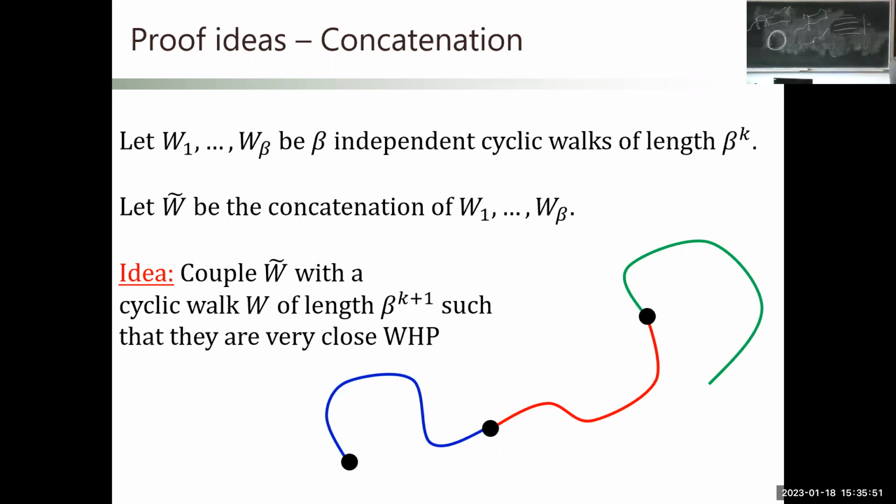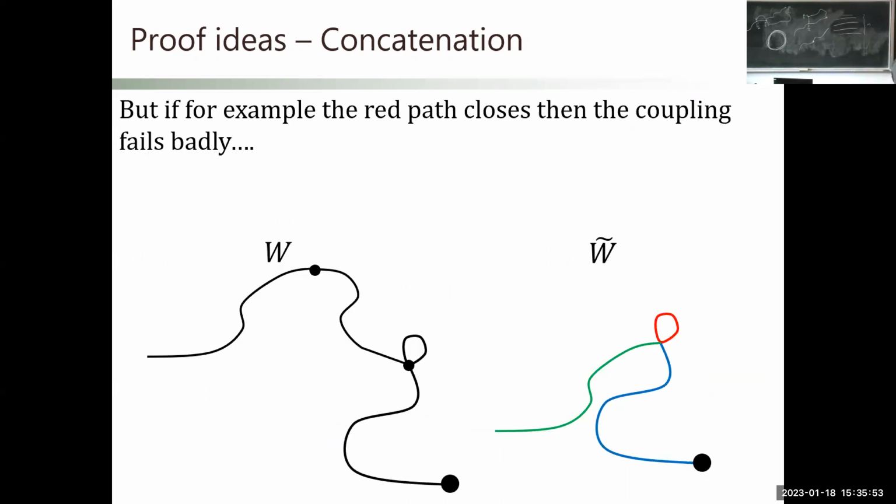But this, of course, doesn't work exactly as it is, because what happens if one of the paths closes? So you have these shorter walks. Remember, it's a cyclic walk. So if it closes, then it just keeps going in a loop. And then, of course, the coupling fails, because this is the concatenation of independent walks, and this is the long walk. Of course you cannot close the cycle here because it's a permutation. You have to close it in the beginning. So you just keep going sort of independently, and the coupling fails really badly.